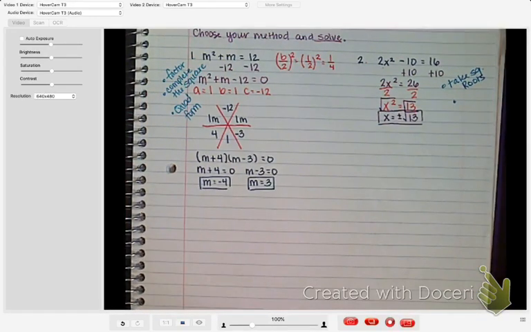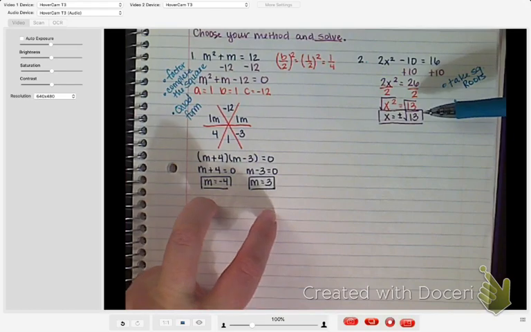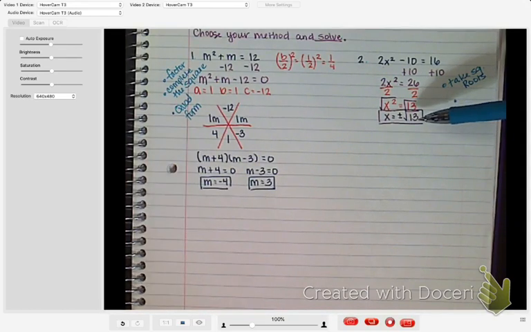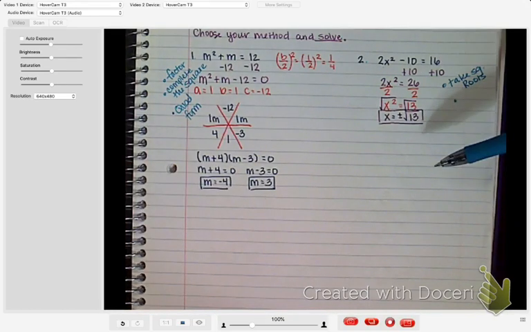Now, if you tried to factor, you probably got stuck. You will never be able to factor a problem where the solution is not a whole number or a fraction. So if you end up with a radical or an imaginary number in your answer, that's not something that would have been able to be used for factoring.